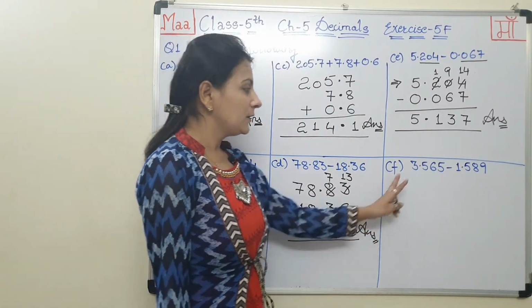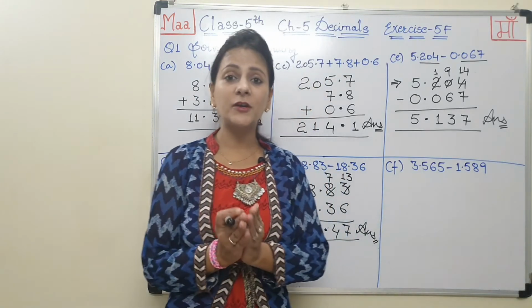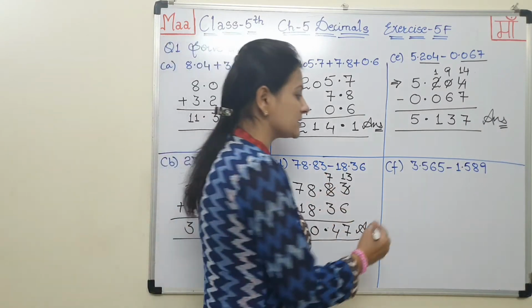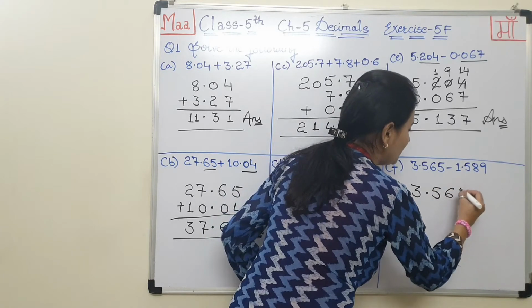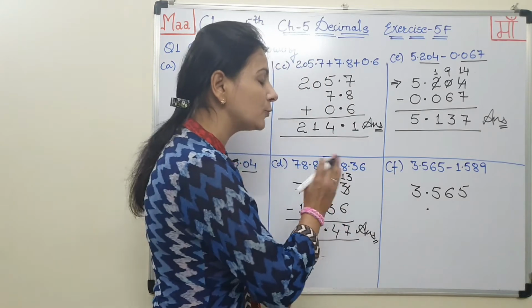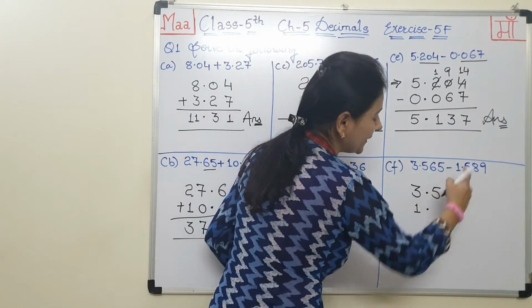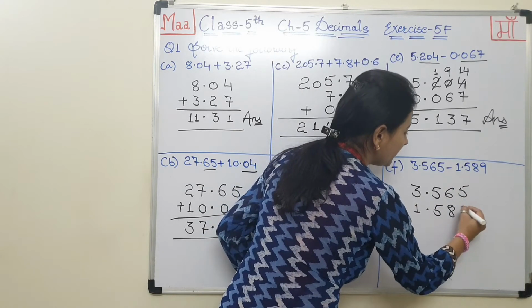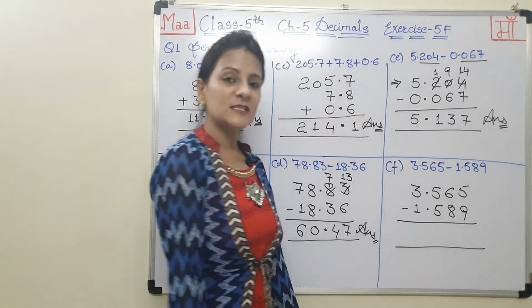Now part F. 3.565 minus 1.589. Again after the decimal three digits are there. That means it is given in like decimals. So we will simply arrange it in a column as 3.565. Under the decimal we will put the decimal and before the decimal you can see that 1 is there in the second decimal number. After the decimal it is 5 the first digit, then 8 and then 9. We will put the subtraction sign and then we will simply subtract it.